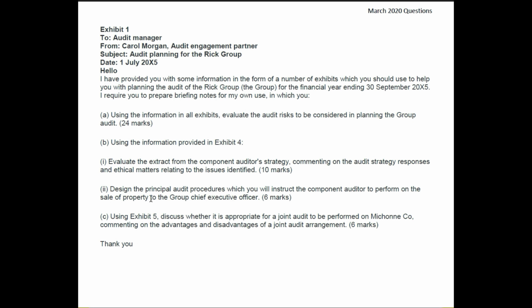Now it's a sale of property to the group CEO. I want you to think of points you can make or the procedures you can design. Let us take a break and you can think of the points coming to your mind. Then we will continue this part.